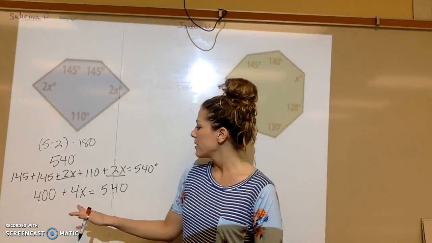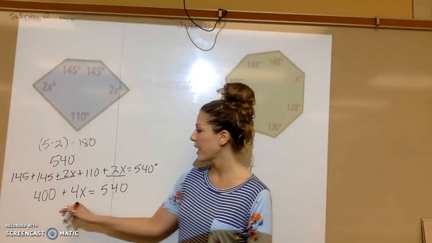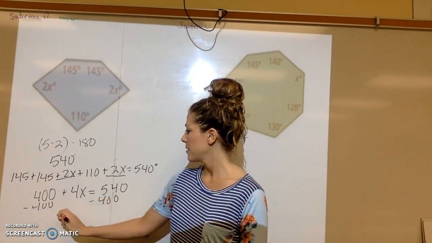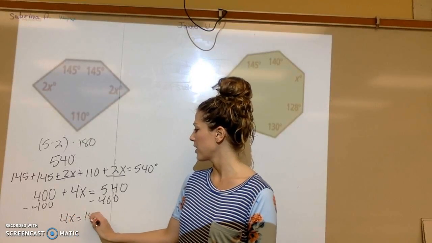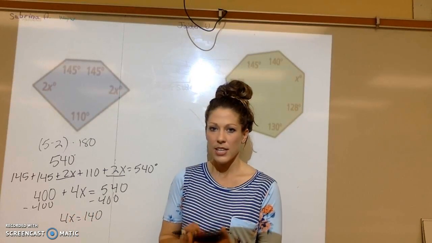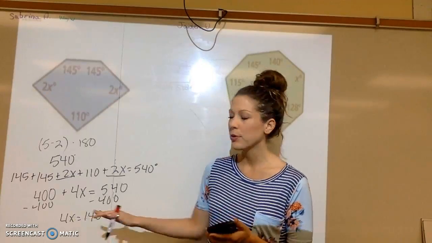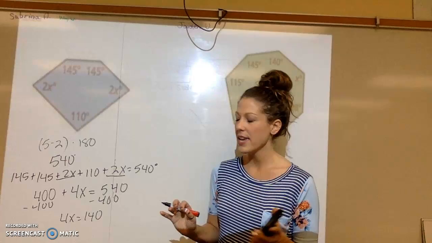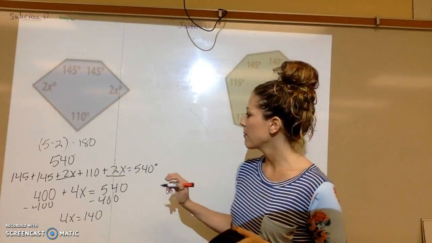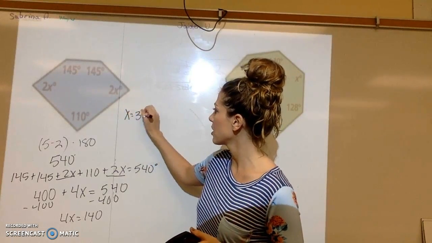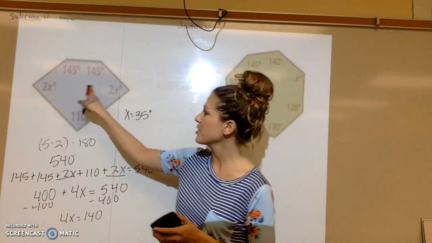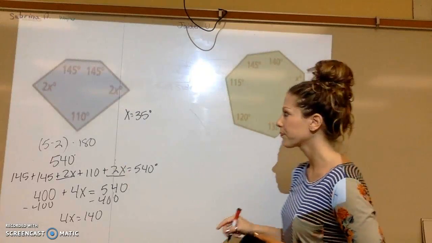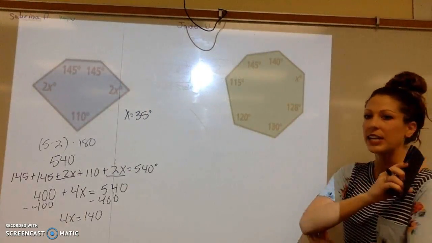Yep. So now we're trying to solve for x, so we're going to get x by itself. So we're going to subtract 400 degrees. So 4x equals 140 degrees. So then we're going to divide both sides by 4. So 140 divided by 4 is 35. So that means x equals 35 degrees, which means each one of these missing angles is 70 degrees.